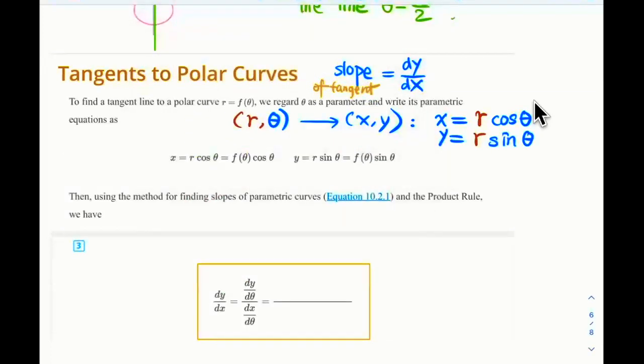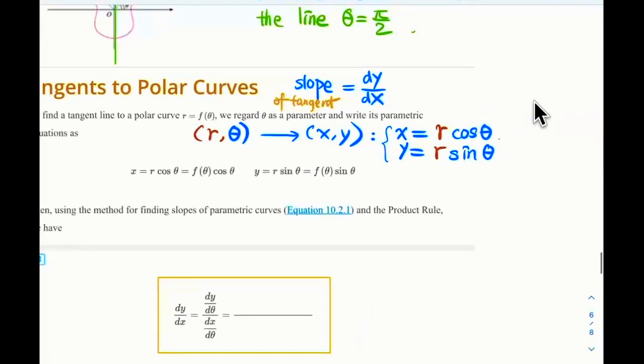Now, by doing this, remember last time we talked about parametric equations? That looks like the parametric equations. By this, we are able to figure out what this dy/dx is. So how do we figure this out? Do you remember? dy/dx is dy/d-something over dx/d-something, but this time it is what?